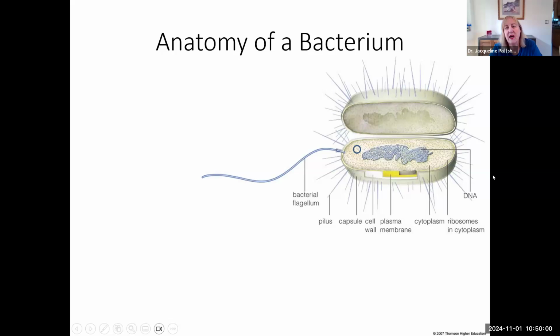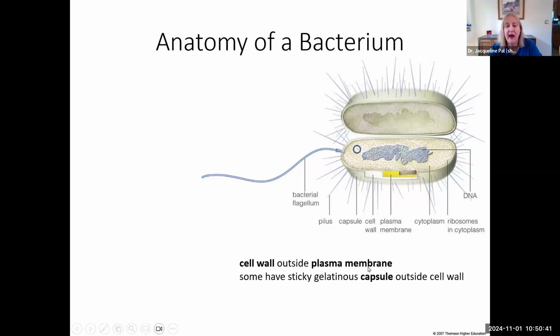So let's look at the anatomy of a sample bacterium, and in this case, yes, it's a rod-shaped one. All right, so the first thing we're going to notice here, the yellow is the plasma membrane. And just like human cells, they have a plasma membrane, but now they have something that eukaryotes don't have. Outside the plasma membrane, they have an actual cell wall. So that's why I said you could not call the plasma membrane the cell wall. They are two distinctly different things. And the cell wall is much more rigid. And then some bacteria outside the cell wall have a capsule that is gelatinous and sticky.